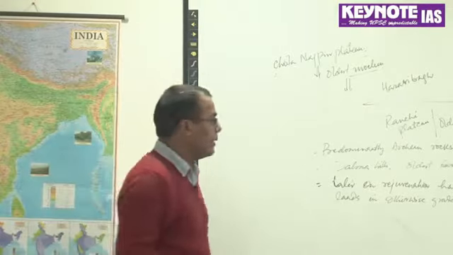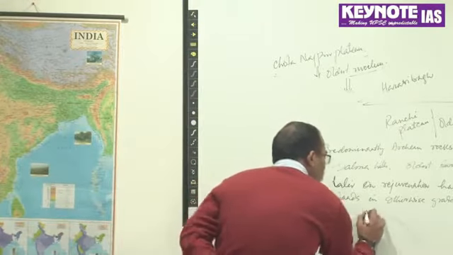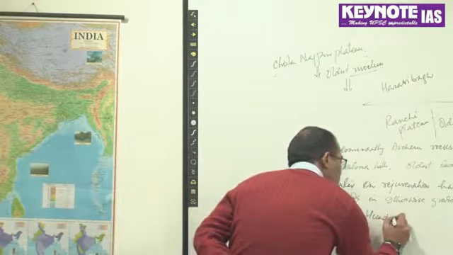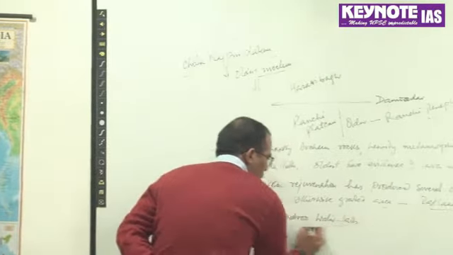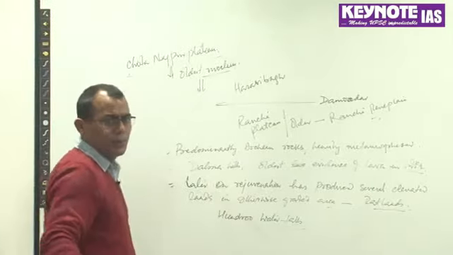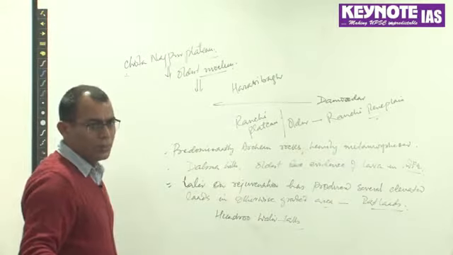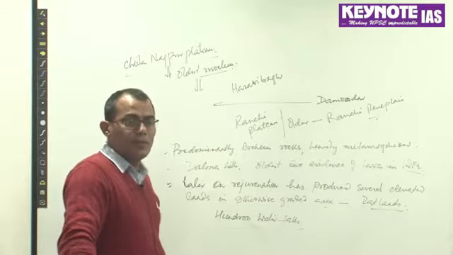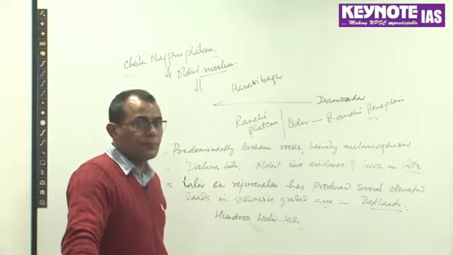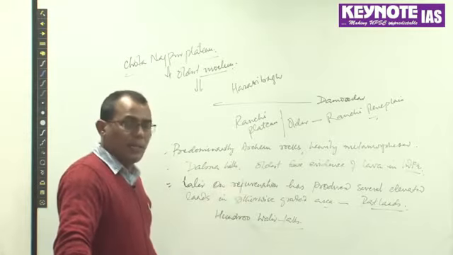Evidence of rejuvenation is there. For example, the presence of Hundru waterfalls near Ranchi. There are several such waterfalls, but the most prominent one is Hundru waterfalls. So Hundru waterfall itself is indicative of rejuvenation in the otherwise peneplain areas.